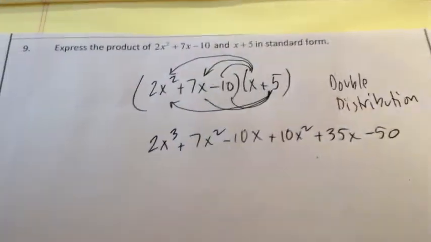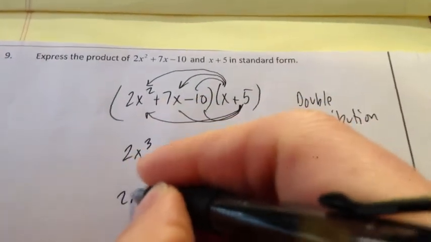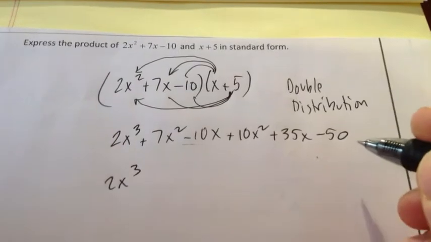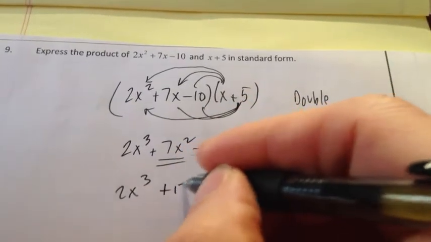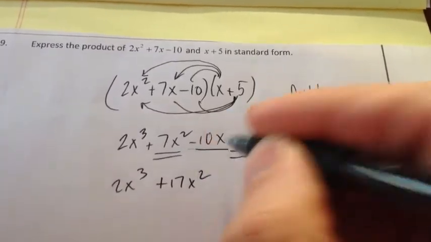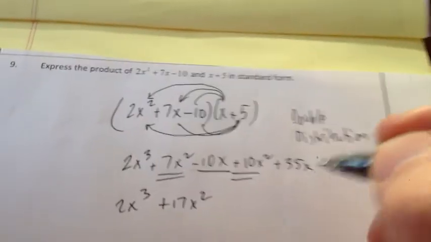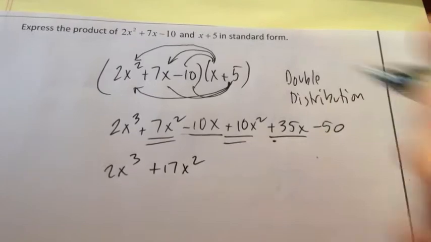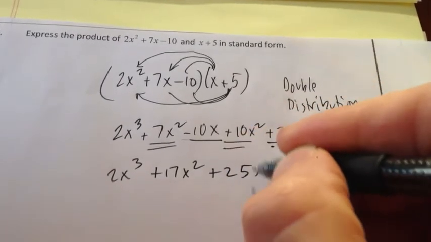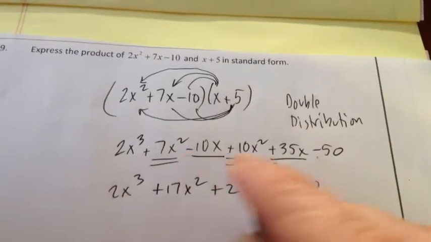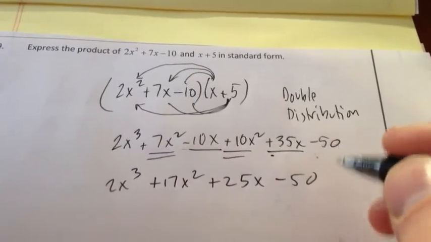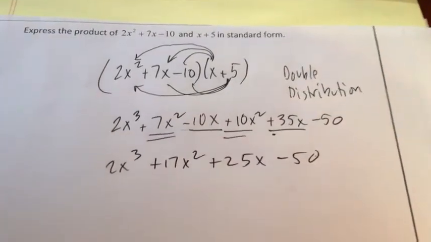At this point, I can combine like terms. 2x to the third, there's no other x to the third term. Plus 7x squared plus 10x squared is plus 17x squared. Minus 10x, which acts like a negative 10x, plus 35x, you get plus 25x. And then, just like this one, the 50 has no other constant to combine with, so it would be just like that.